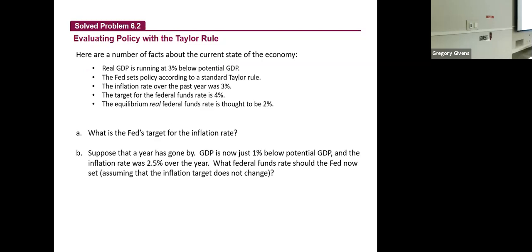Okay? Let's suppose that a year has gone by. GDP is now 1% below potential instead of 3% below potential. And inflation was 2.5% over the year instead of 3%. So inflation has come down and the output gap has gotten closer to 0. What funds rate should the Fed now set, assuming that its inflation target is the same as part A, which is 2%? So now we know all of the information on the right-hand side of the Taylor rule, and we can figure out what the optimal funds rate setting should be.